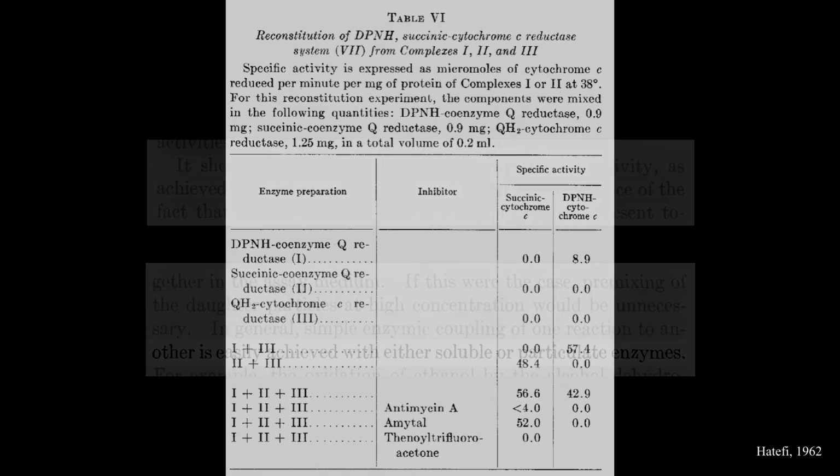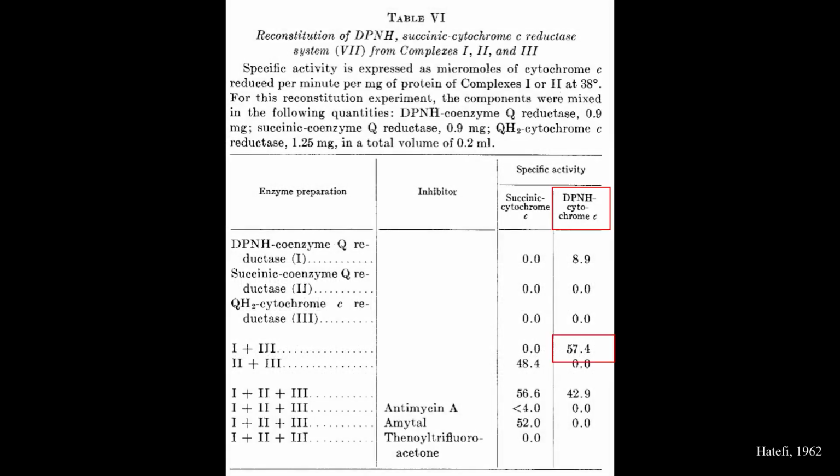And they noted that this would be unnecessary if reconstitution of activity was a simple consequence of the fact that certain enzymes that act sequentially are present together in the assay medium. In general, simple enzymic coupling of one reaction to another is easily achieved with either soluble or particulate enzymes. And so in these experiments, they found that cytochrome C was efficiently reduced by NADPH when they mixed complexes 1 and 3 together, whereas it was reduced by succinate when complexes 2 and 3 were combined.